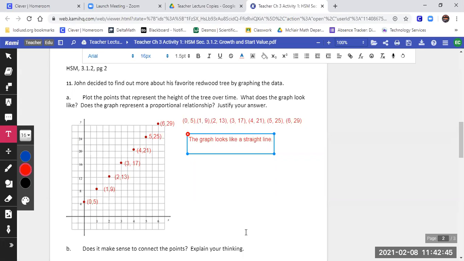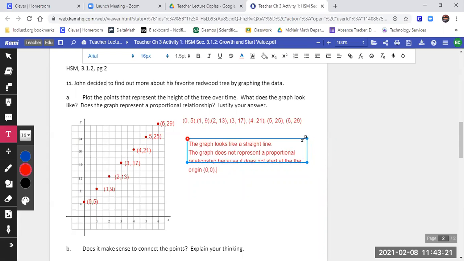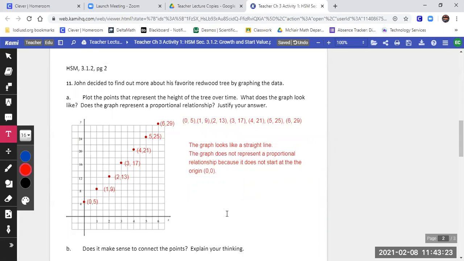So the graph does not represent a proportional relationship because it does not start at the origin exactly, which is 0, 0. Okay, we learned that last chapter. It's one of the things we learned last chapter.